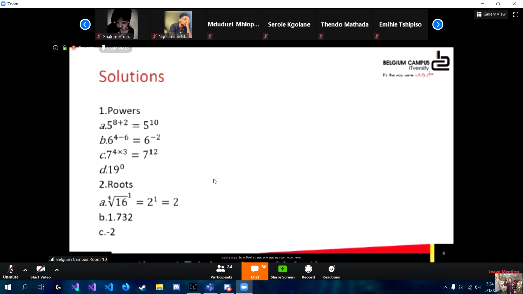Then number 2, our roots. 16 to the power of 1/4 is the same as finding the 4th root of 16. And because this is an even root, it means it can be plus or minus. Then the cube root of 3 to 3 decimal places is 1.732. Then the last one is minus 2.000. Any questions on those very, very easy things?